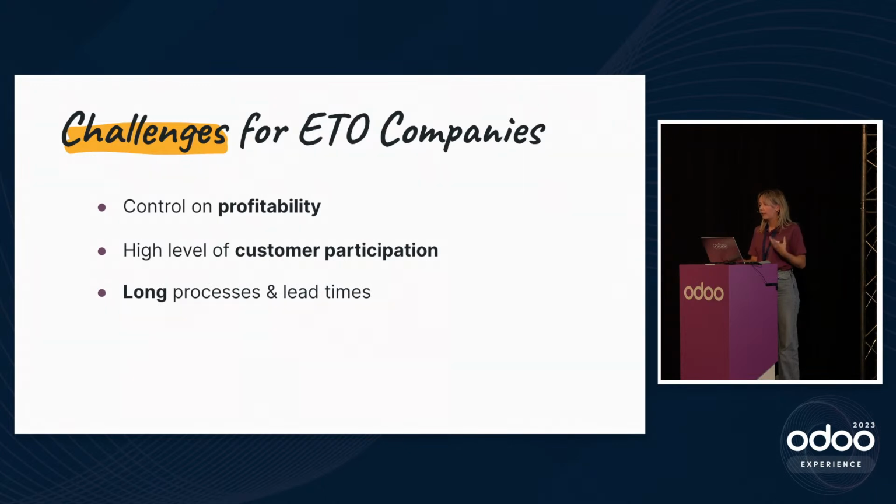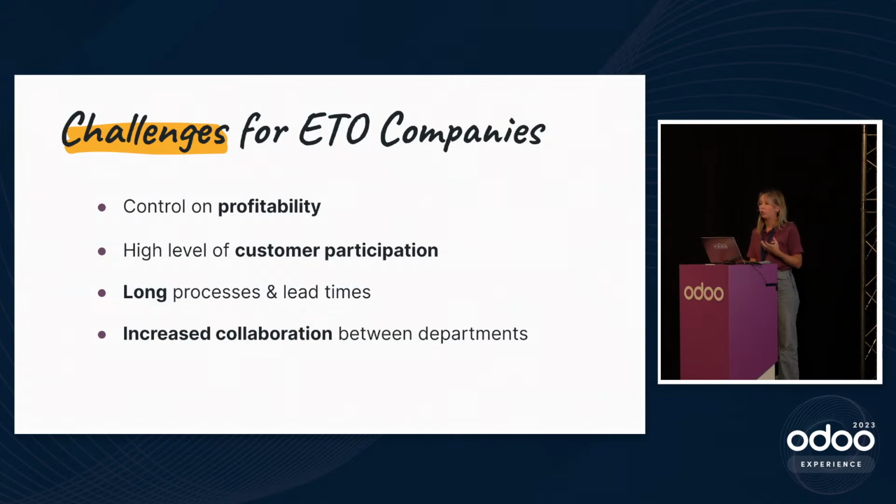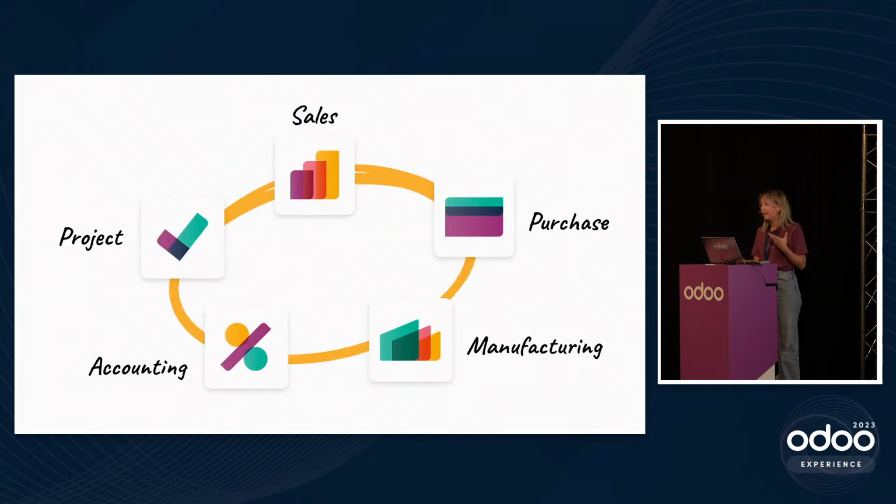There can be long processes and long lead times, as we might need to replenish components that we don't have yet for production. We need to have good collaboration between everyone involved, as usually the work will be split between different departments. And finally, we also need a good tool in order to follow all the changes we might have on our prototypes. And this is where Odoo comes into play.